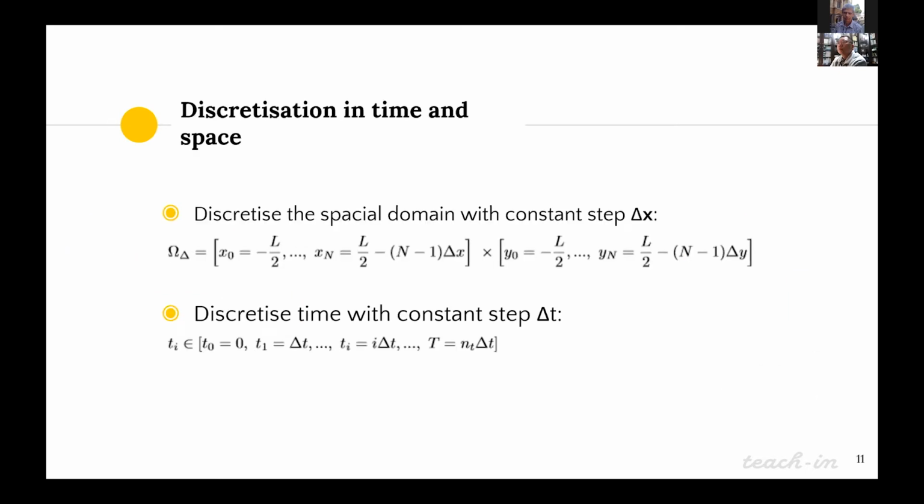Of course, for our numerical method, we need to introduce discretization in time and in space. For the discretization in time, we use a uniform mesh of step delta t, starting at t0, which usually is 0, and the last point of the time interval is capital T. We have nt steps in time. For the spatial discretization, we also consider a uniform mesh on the square with a step size delta x in the x-axis and a step size delta y in the y-axis. This is, of course, for the two-dimensional case. In the one-dimensional case, we have only delta x.